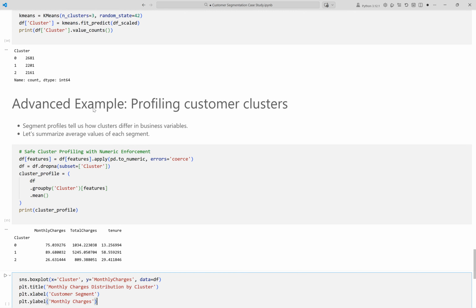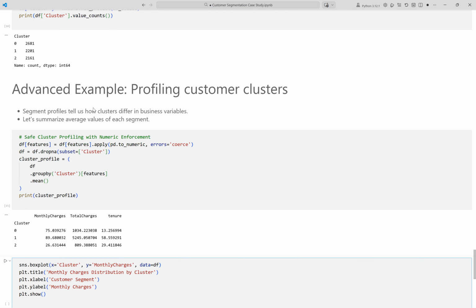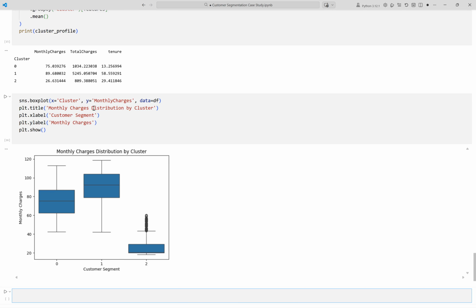Running the cell now. This box plot visualizes the distribution of monthly charges across different customer segments, highlighting differences in their spending patterns. Notice variations in medians and spread between clusters, which helps us understand how each segment differs in terms of monthly billing. This visualization supports the profiling goal by revealing key financial characteristics of each cluster.